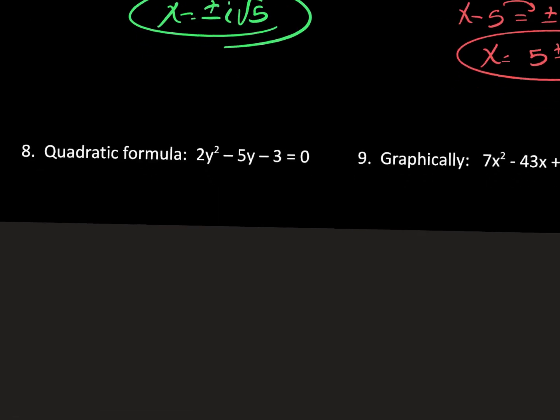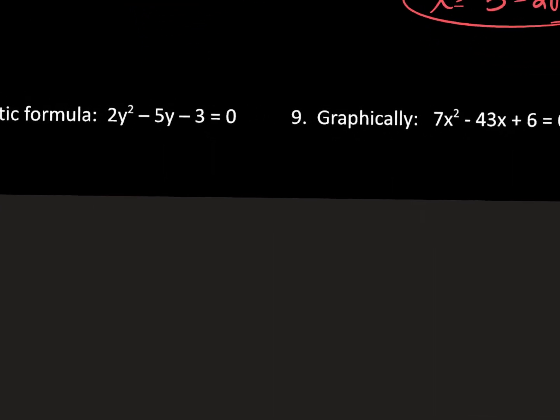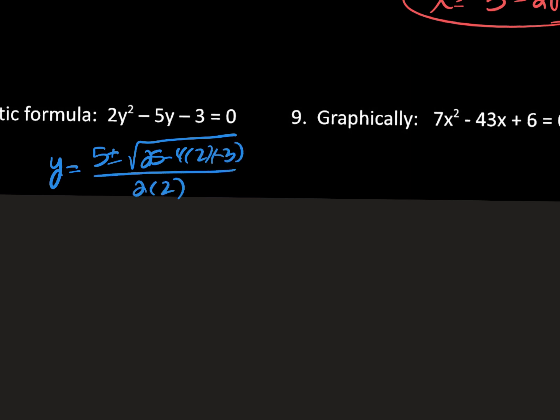Number 8, use quadratic formula. Here we go. X equals negative b plus or minus square root b squared minus 4ac all over 2a. I just sang on the video. 5 plus or minus, if I multiply that out, oh, it's going to work out great. This is going to give me 49 over 4. Hopefully you know the square root of 49 is 7, so you got to keep on going. And you got to keep on going even more.